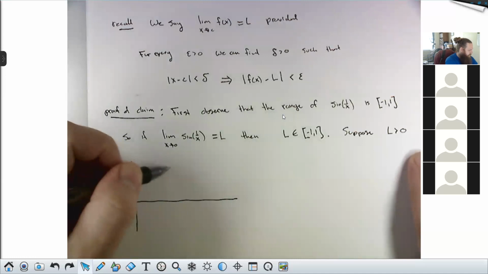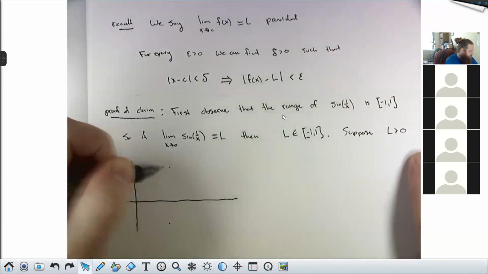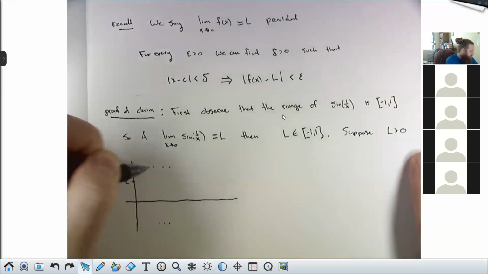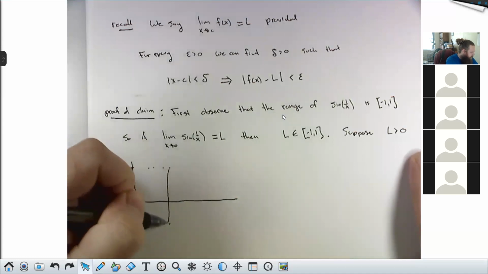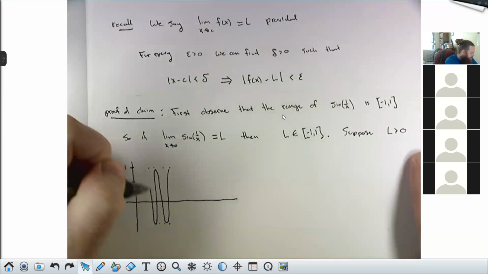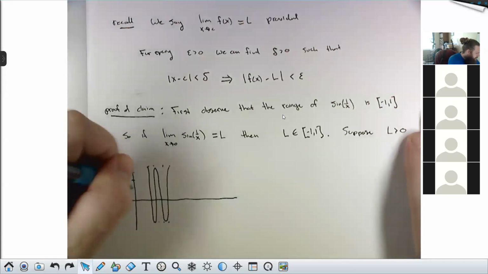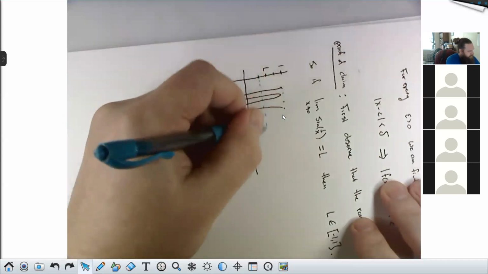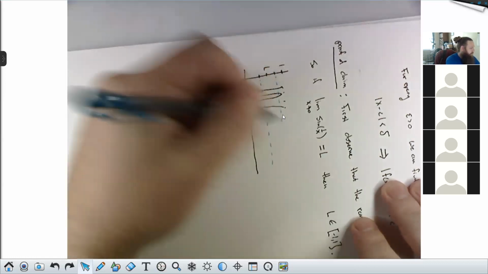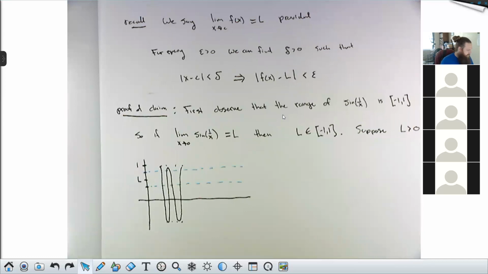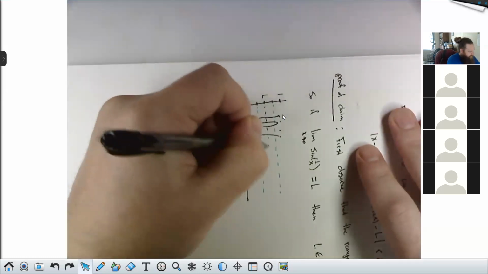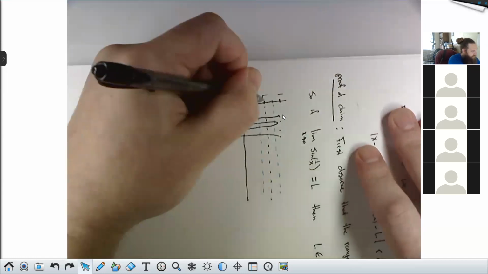You know that somewhere out here, this function comes in and it starts bouncing back and forth. 1 to -1, 1 to -1. And it does this pretty quickly. What you would need to show is that given any epsilon window about L, once my x values get close to 0, the y values get trapped in this epsilon window. So let me draw the L in. That's what we need to see in order for the limit to exist and to equal L.